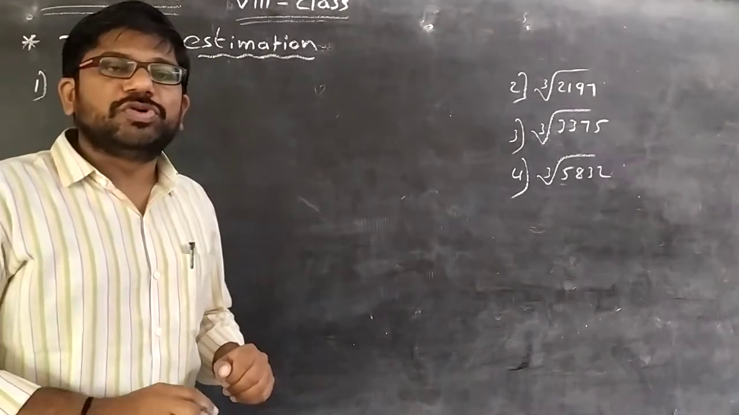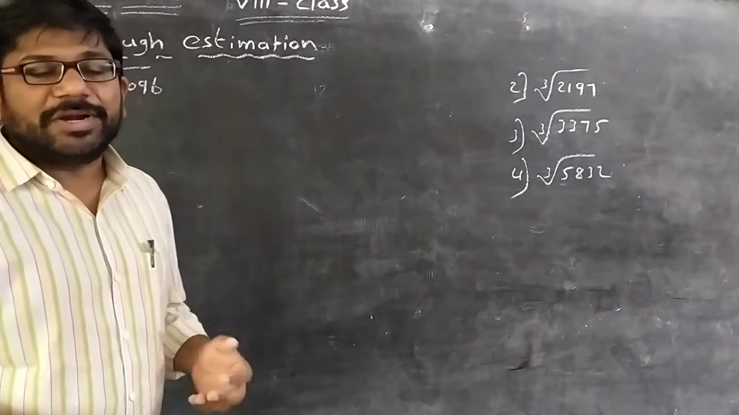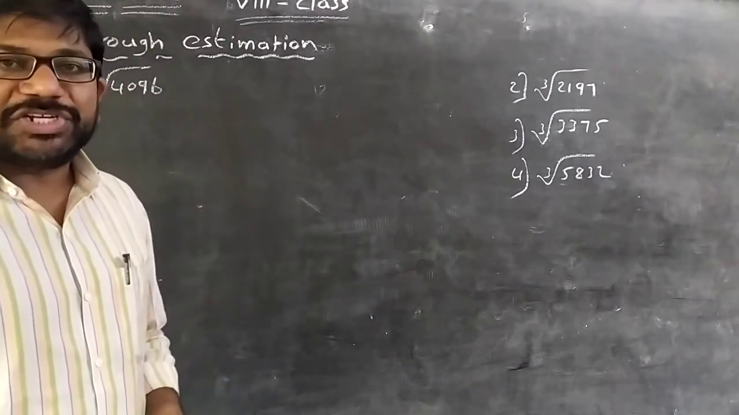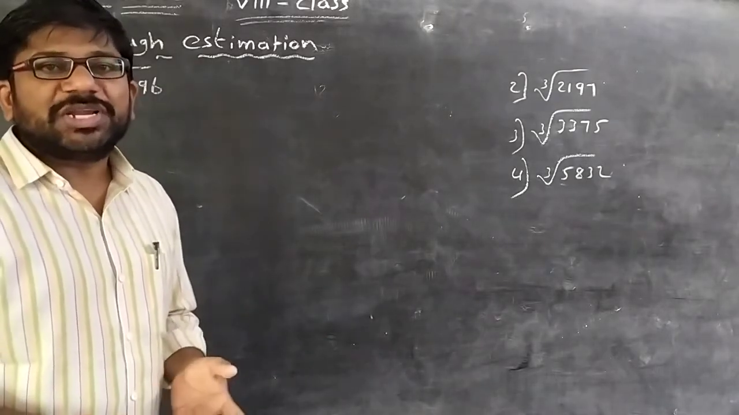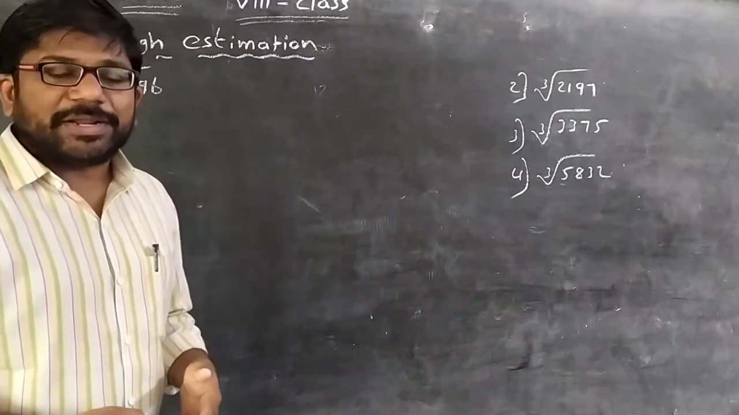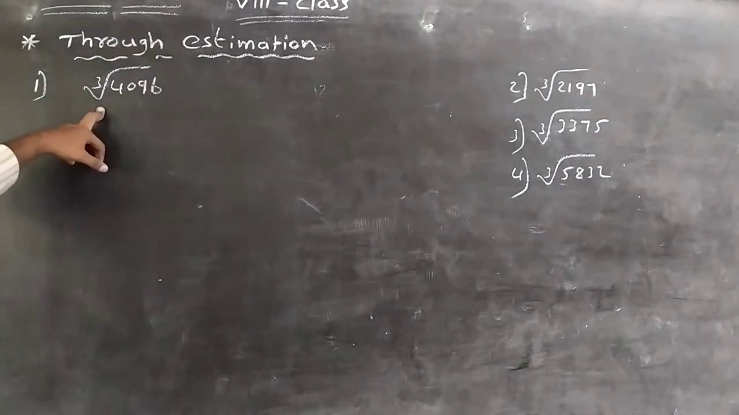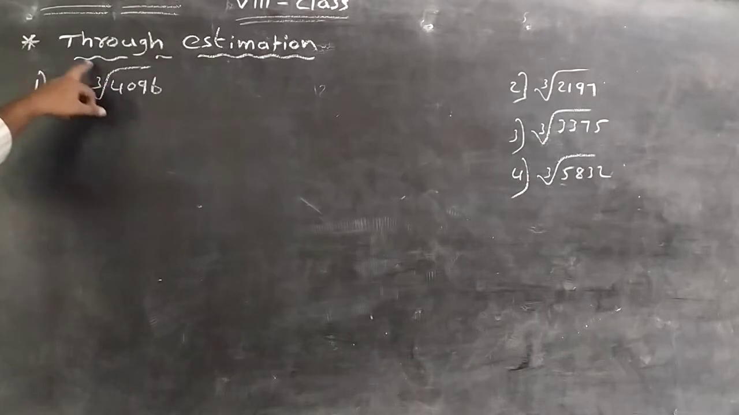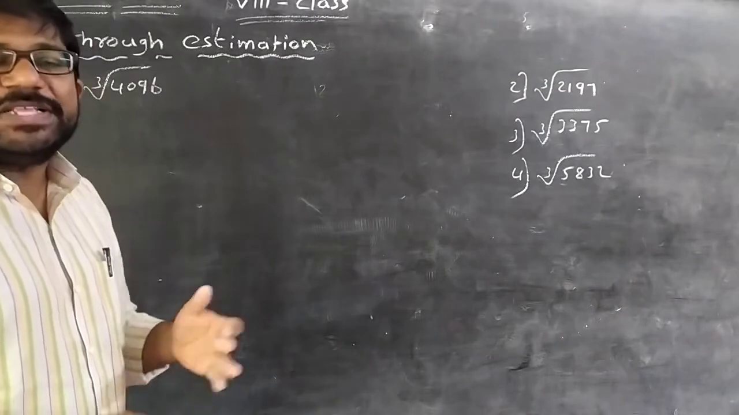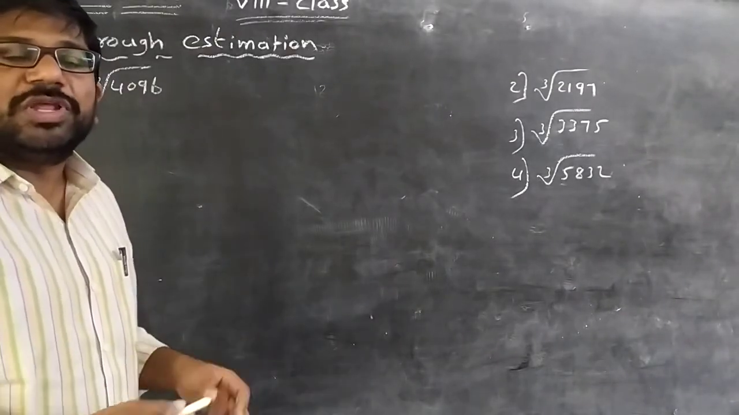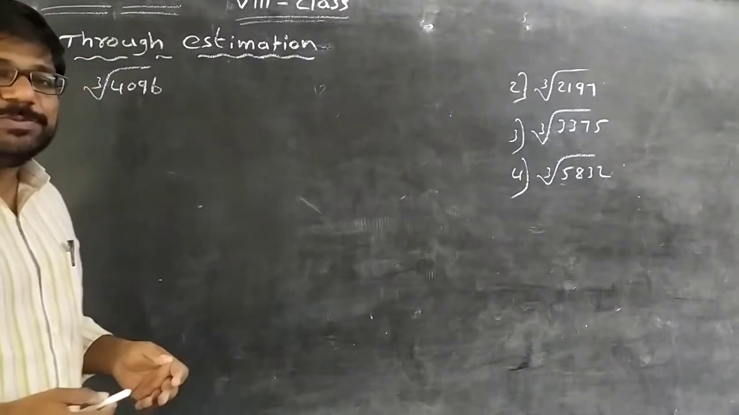Yes, we can also find cube roots through estimation. This is the second method. The first one is the prime factorization method, which is already completed. Now we discuss the estimation method: how we estimate the cube root of a given number. Find the cube root of 4096 through estimation. Estimation means guessing, predicting how it will be. It is one of the easiest methods. Observe carefully.